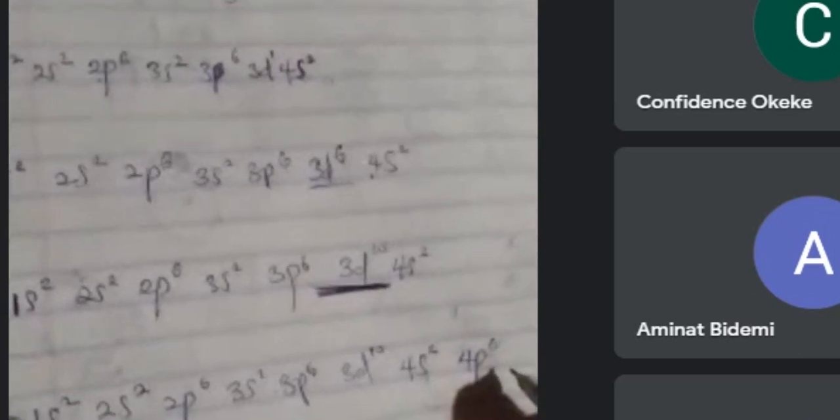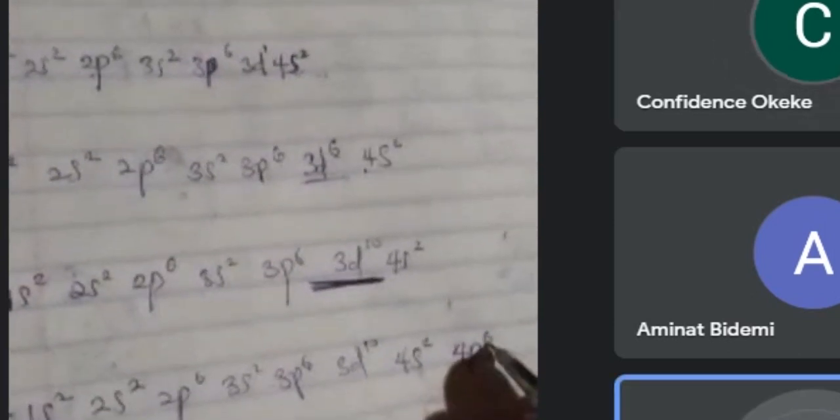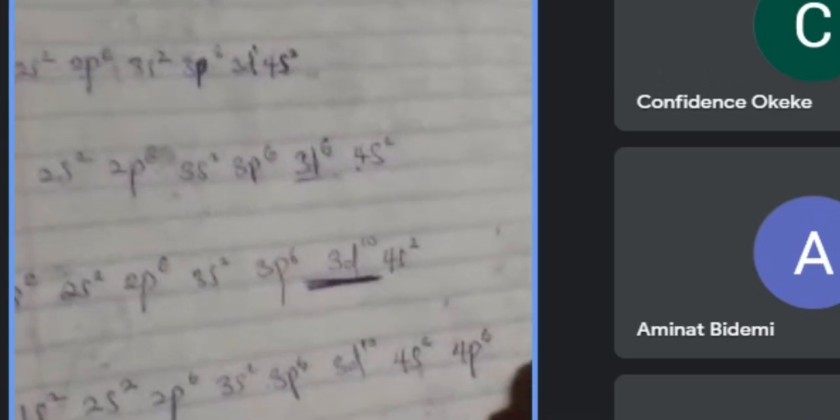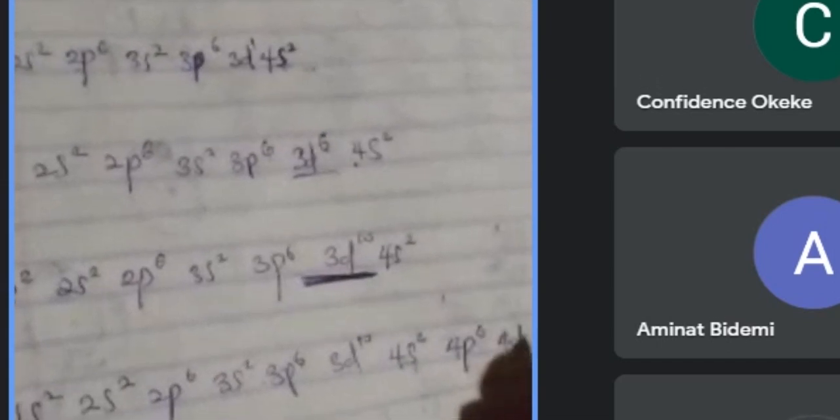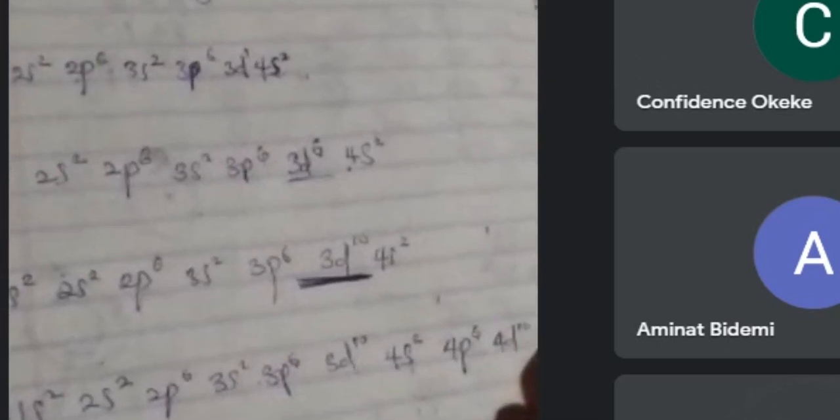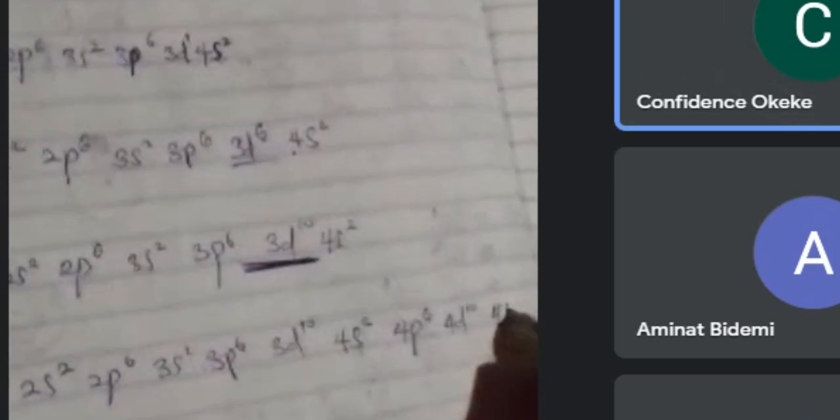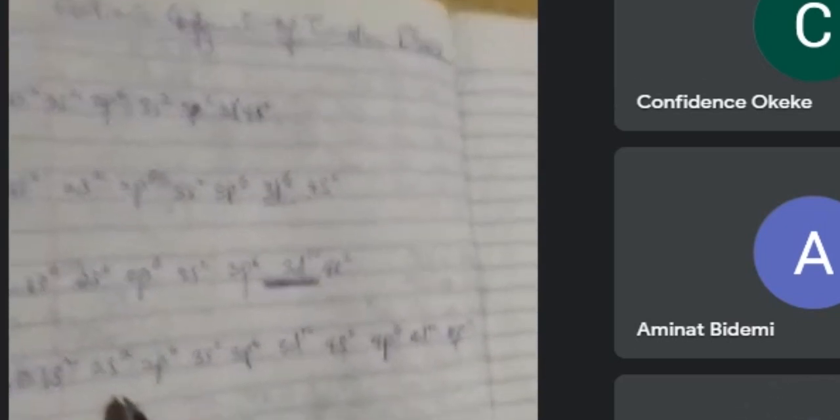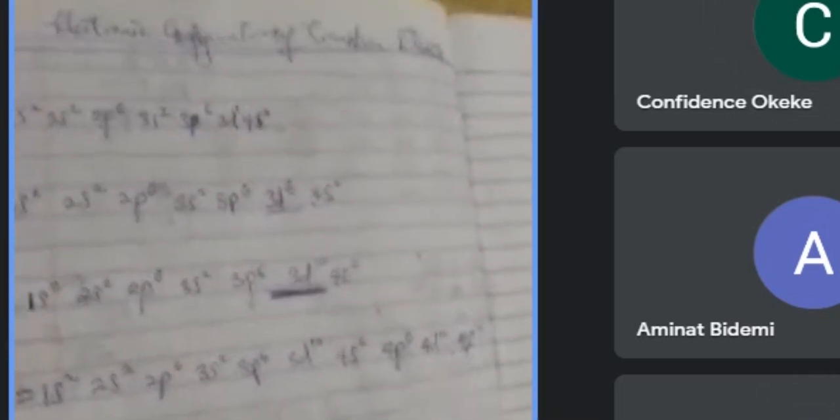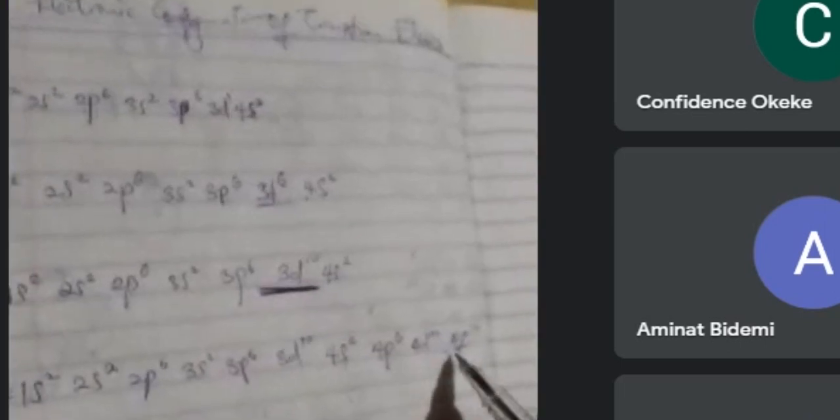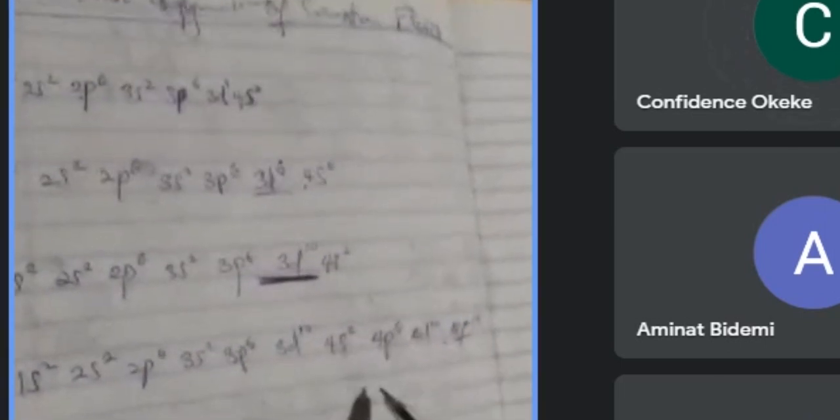That's 36. So after 4p, we have 4d10, that's 46. Then 4f14, that's 60. I'm filling for gold. 4f14. Is that 60 or 70? 60.